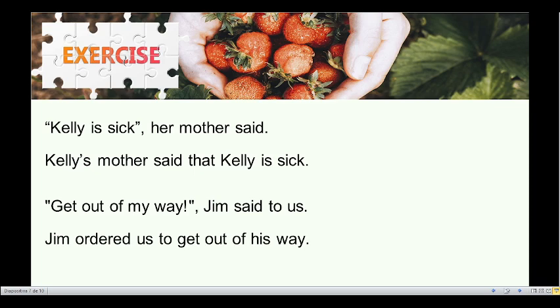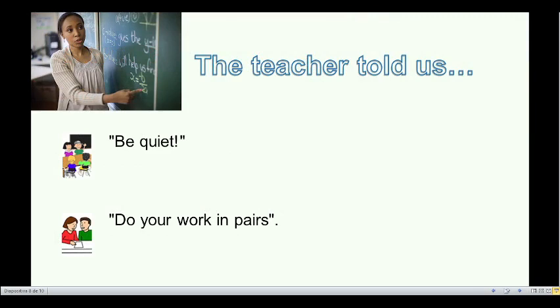Remember, it is not always necessary to use said or told me. We can use other introductory verbs. In this case, ordered us. Let's read again the full reported speech sentence. Jim ordered us to get out of his way. Very good. Now let's check our sentences.